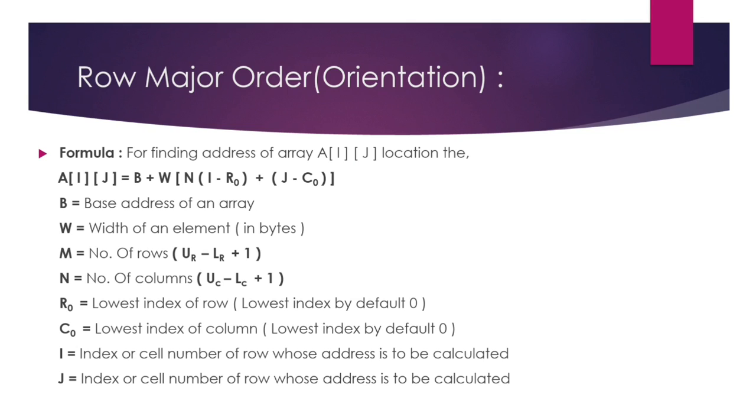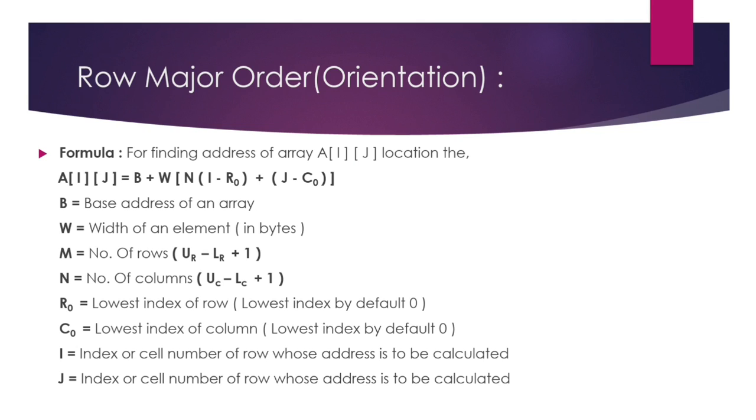N is the number of columns, M is the number of rows, W is the width in size, meaning bytes, B is the base address, and the formula I had written. Afterwards, I'm going to explain the formula for row and column: UR minus LR plus 1 and UC minus LC plus 1. I'm going to talk later about it.